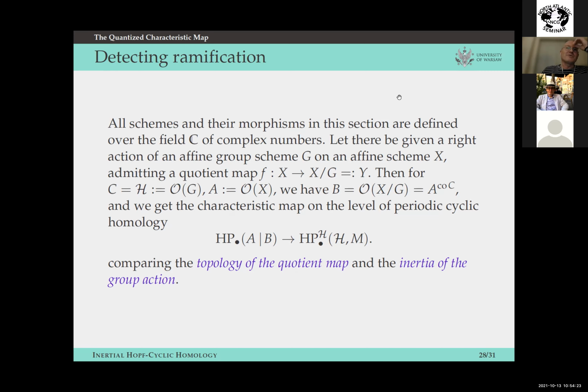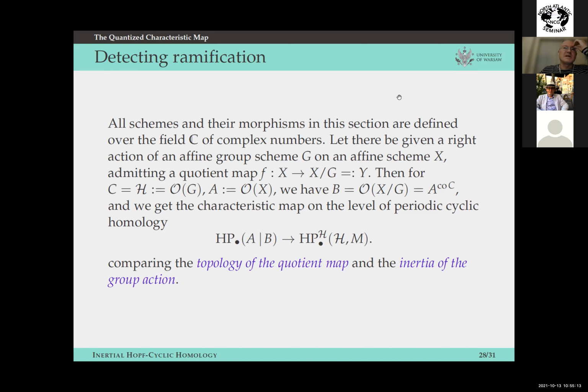And then, provided the inertia of this action is present, then we have a map comparing this topology of this action, encoded by the de Rham homology on the left-hand side, written as a periodic cyclic homology, relative periodic cyclic homology, with some invariant of this inertia. So the right-hand side is like representation theoretic, and the left-hand side is like topological. And the comparison between these two can be used to detect some very subtle geometric consequences of non-freeness of this action.